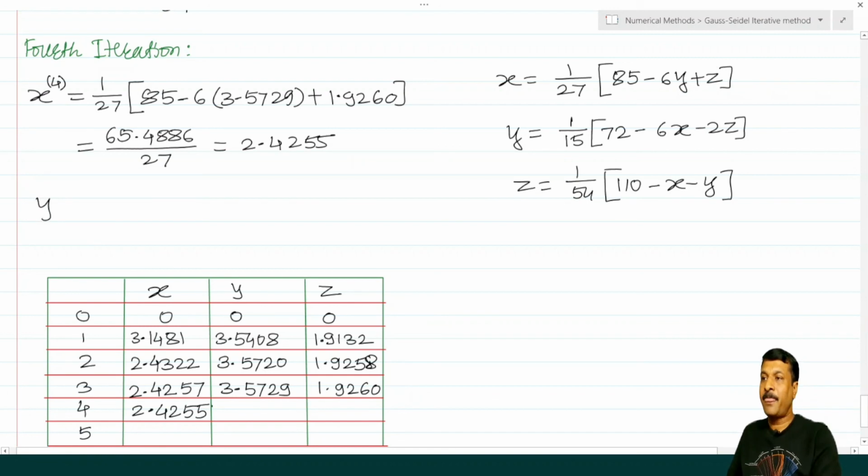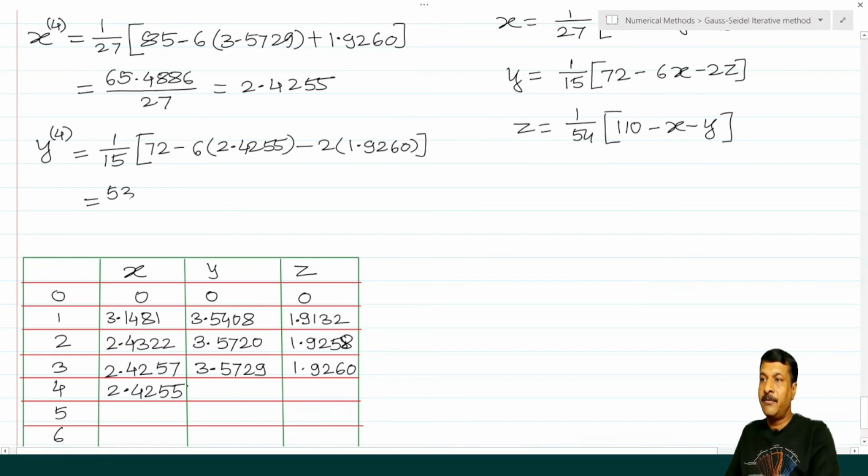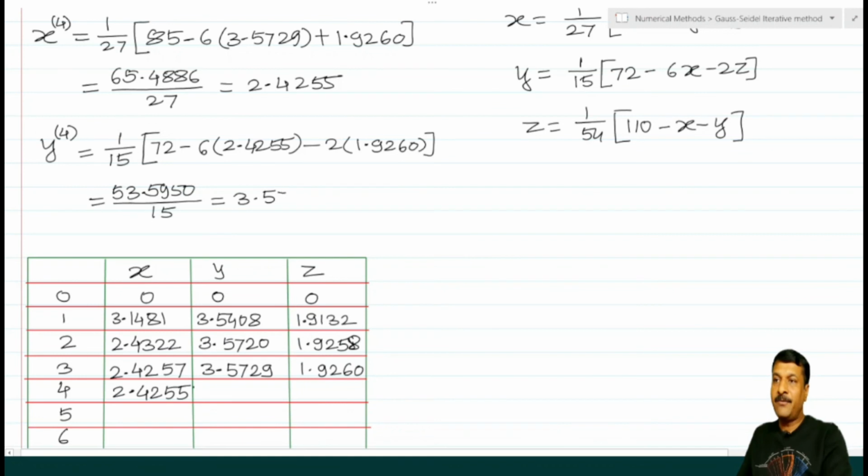2.4255. Now second, y at fourth position. Use this equation and recent values of x and z by table. So value of y is 1 by 15 in bracket 72 minus 6 times the recent value of x, 2.4255, minus 2 times the recent value of z, 1.9260. So I am getting here 53.5950, whole divided by 15, and that is equal to 3.5730. So update this value in table.